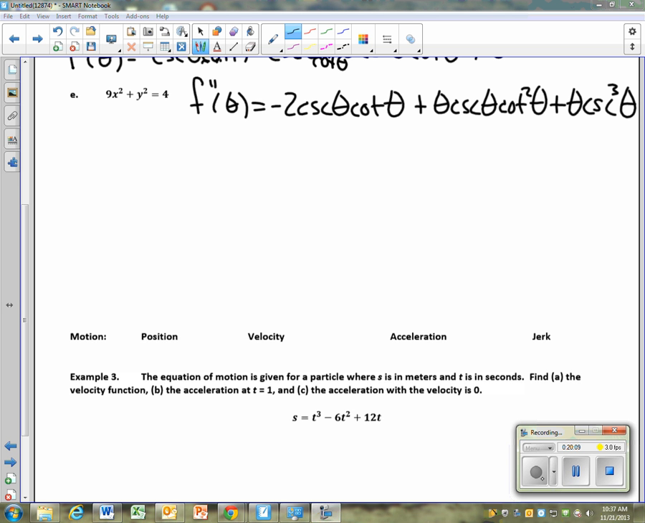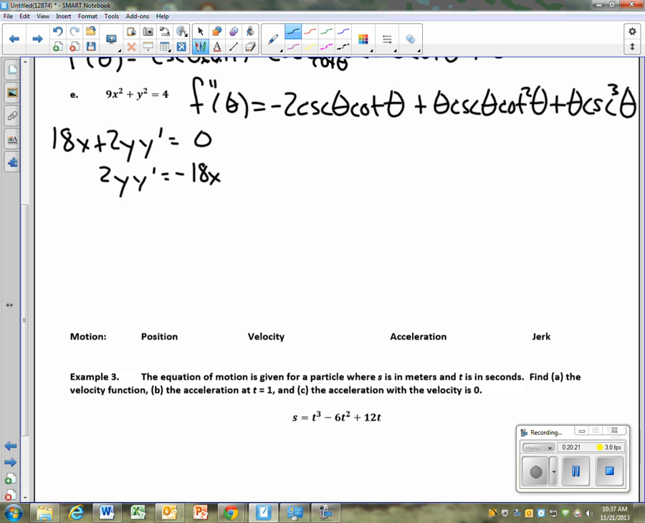All right, so let's see, what'd you get? 18x plus 2y, y prime equals 0. Yep, so 2y, y prime equals negative 18x. And then you got y prime was equal to negative 9x over y. Yes?